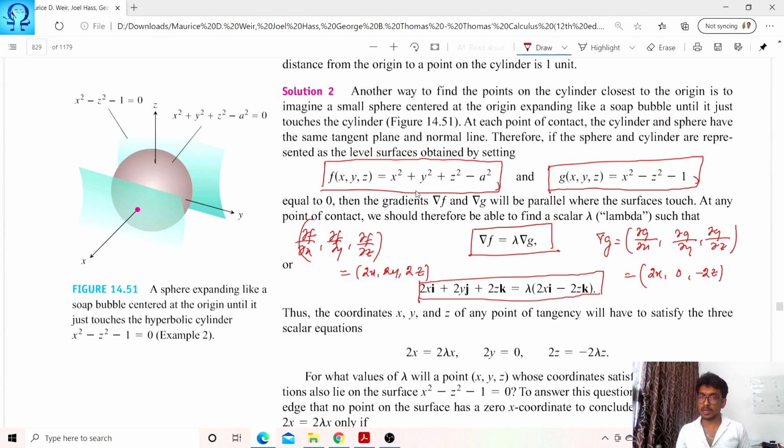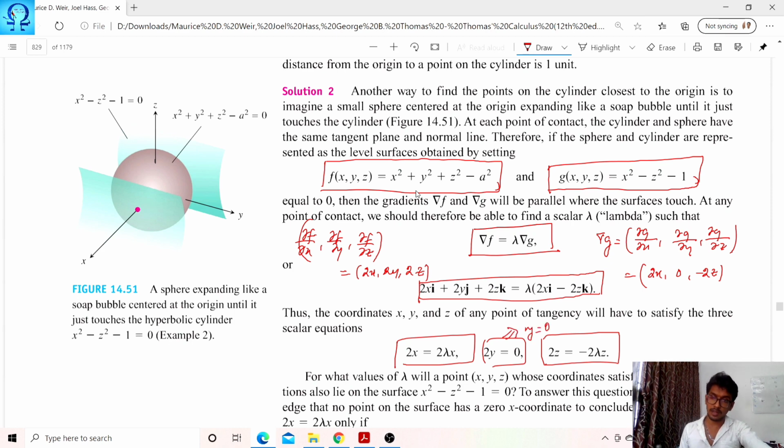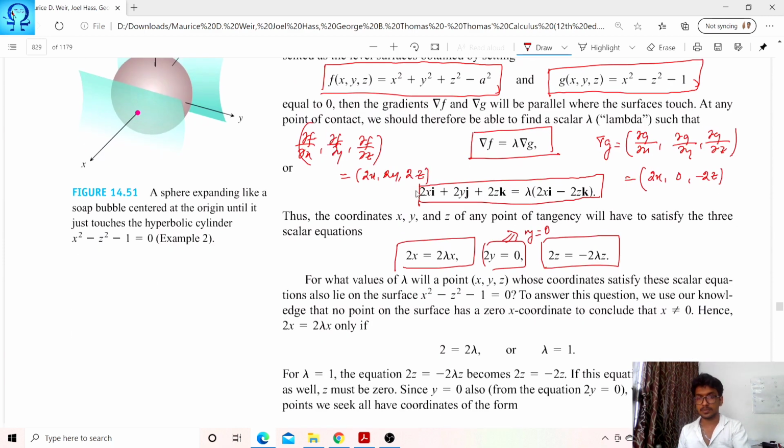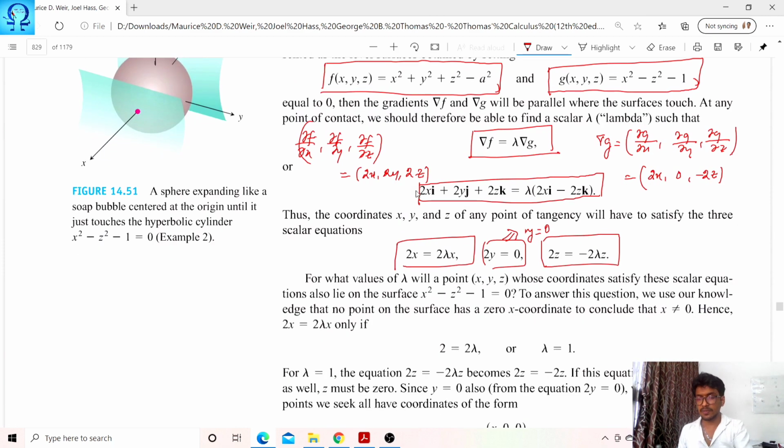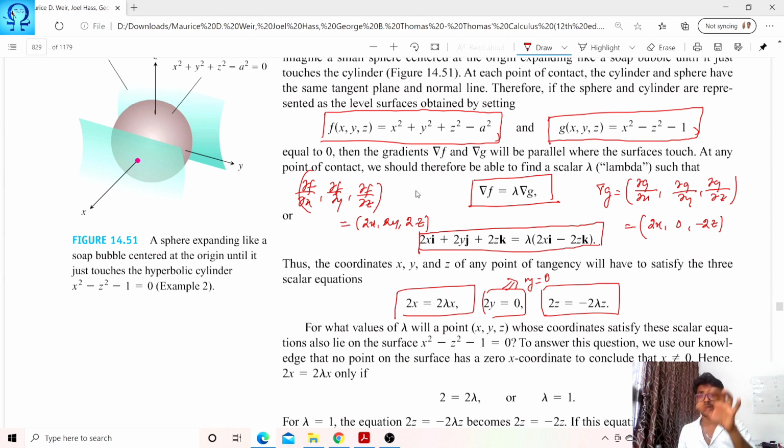Equating the corresponding coordinates, we get 2x is equal to 2 lambda x, 2y is 0, and 2z is equal to minus 2 lambda z. From these quantities, you may conclude your y coordinate is 0. Now you will have to identify what is your x coordinate and z coordinate. We will have to be very clear with the points that can lie on the surface, that is, on the hyperbolic cylinder.